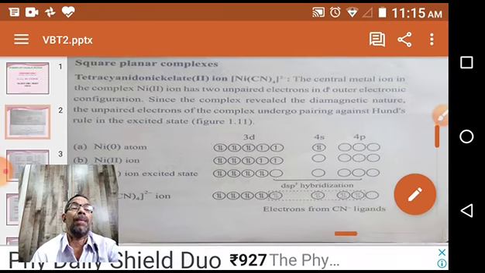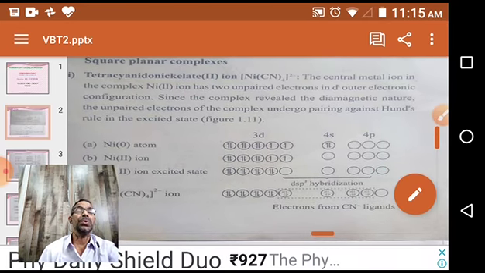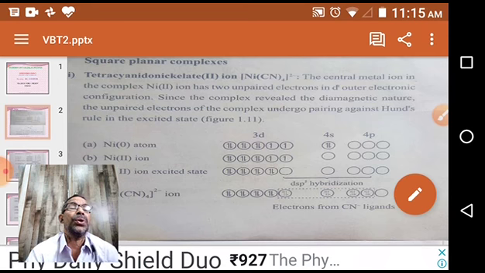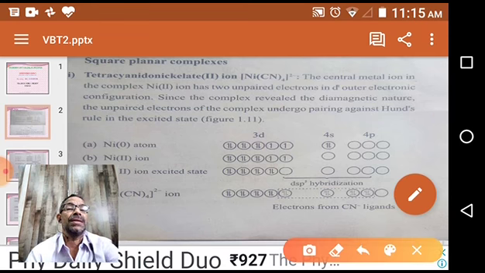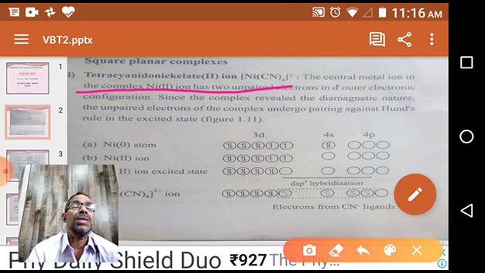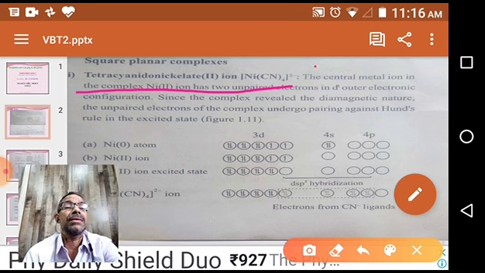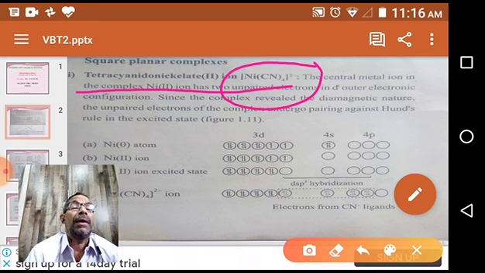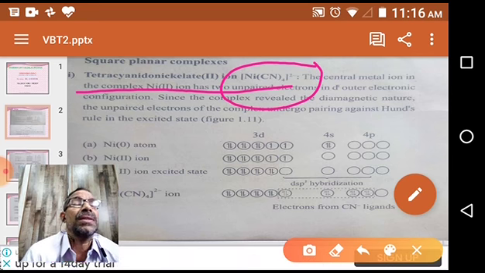Now in this class, first we apply this theory to square planar complexes. For example, tetracyanidonickelate(II) is one complex. How do we explain the geometry and magnetic behavior of this complex by using valency bond theory? Let us see. Tetracyanidonickelate(II) is an anionic complex; a minus charge is there in the complex.